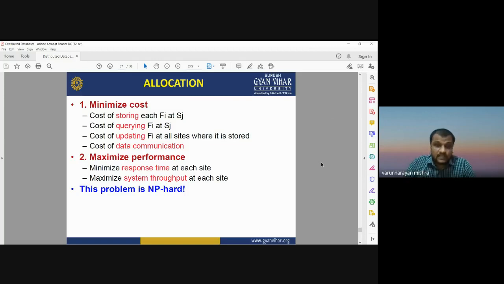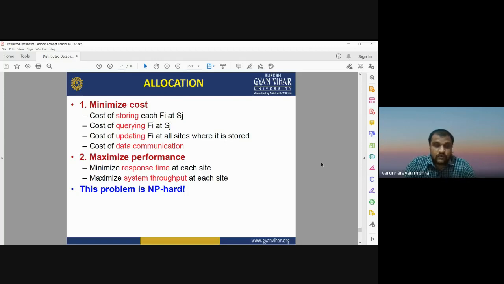The need of allocation is to improve the performance. It maximizes the performance of the distributed database management system, because it will minimize the response time at each site and maximize the system throughput at each site. This problem is NP hard.